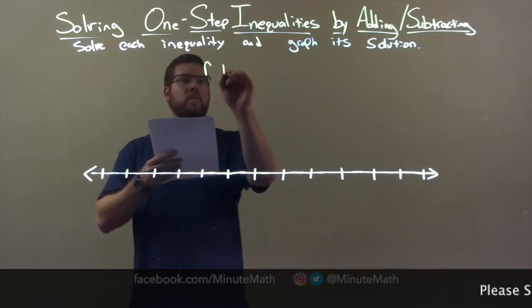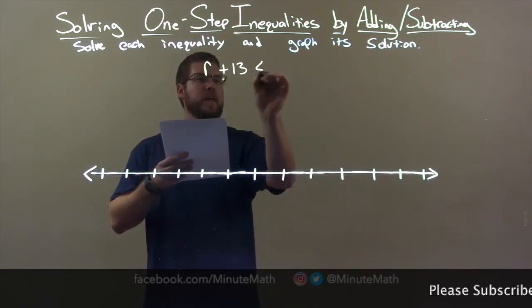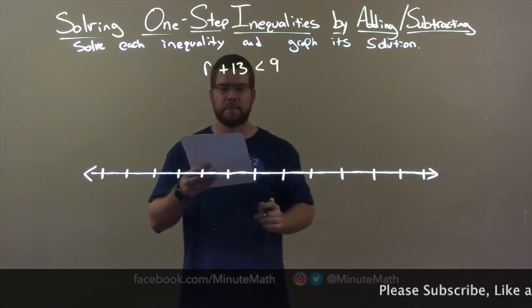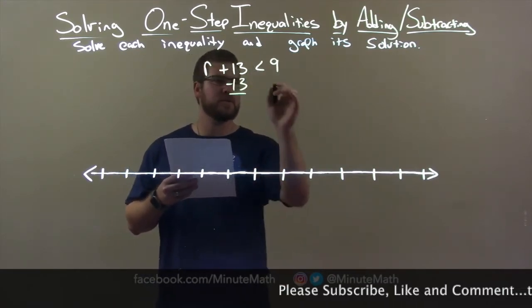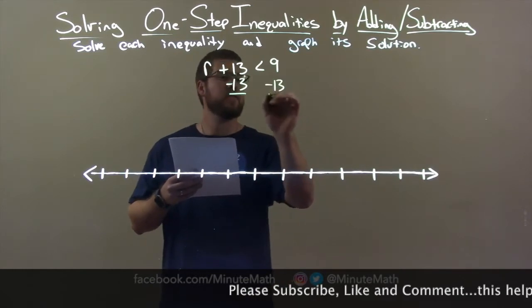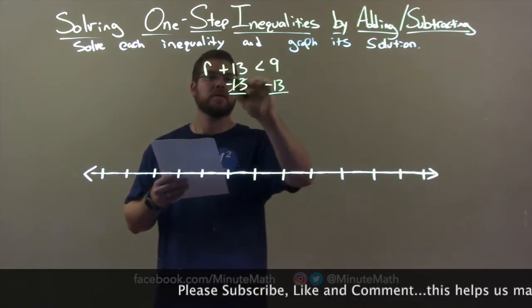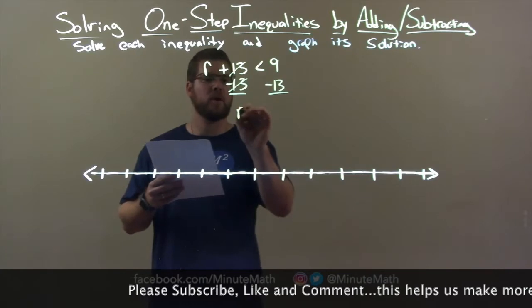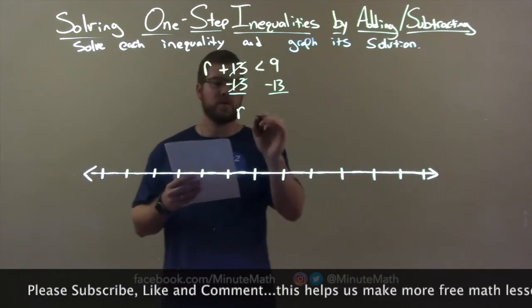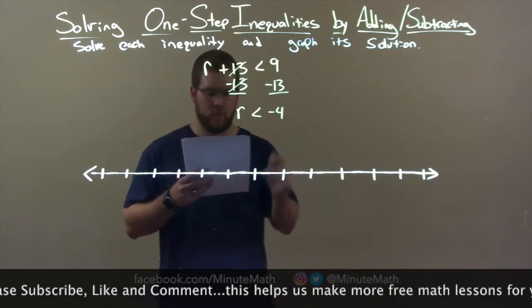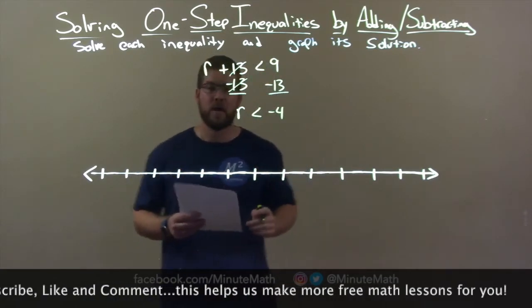r plus 13 is less than 9. First step is I want to subtract 13. Remember, opposite of addition, subtraction. Subtract 13 to both sides. The 13s get canceled out on the left, giving me r by itself. That's what I wanted. Now 9 minus 13 is -4. All right? So now we have r is less than -4.